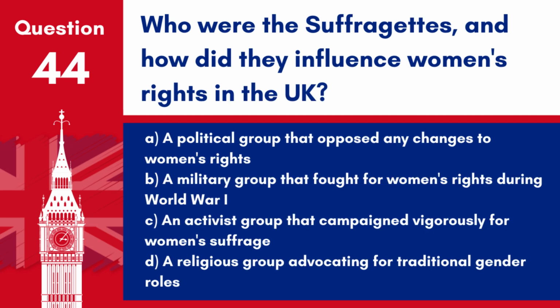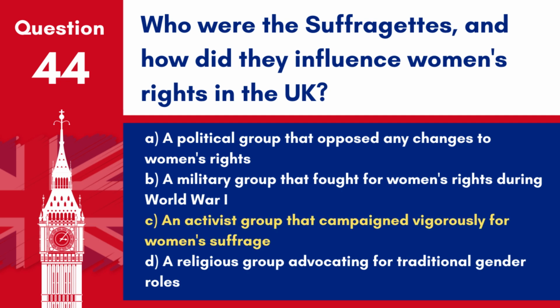Question 44. Who were the suffragettes and how did they influence women's rights in the UK? A. A political group that opposed any changes to women's rights. B. A military group that fought for women's rights during World War I. C. An activist group that campaigned vigorously for women's suffrage. D. A religious group advocating for traditional gender roles.